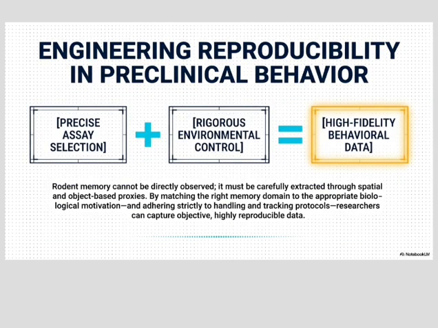Now the conclusion. In conclusion, rodent memory cannot be directly observed. It must be carefully extracted through spatial and object-based proxies, by matching the right memory domain to the appropriate biological motivation and adhering strictly to the handling and tracking protocols. Researchers can capture objective, reproducible data from these experiments.